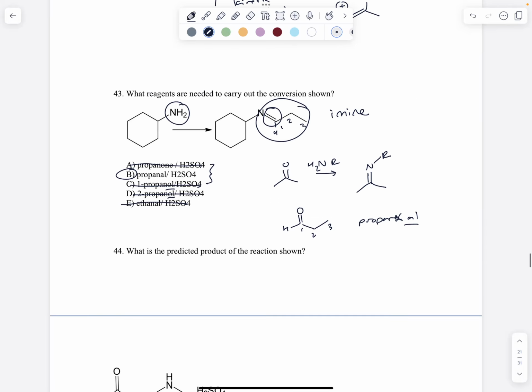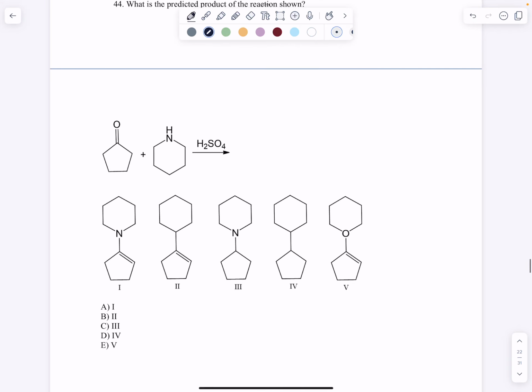Okay, and if you weren't sure and you just knew, oh, it's got to be a ketone or an aldehyde, you could at least get rid of 1, 2 because they're alcohols, and you could get rid of 3 because you need 3 carbons. So you at least could have gotten down to a 50-50 shot.